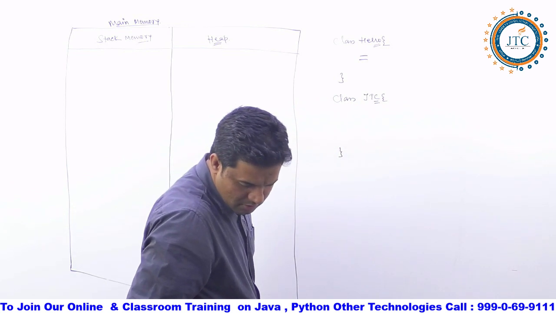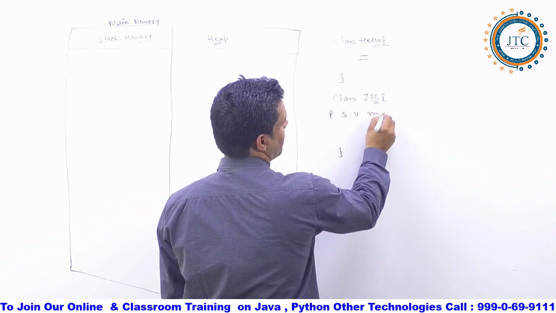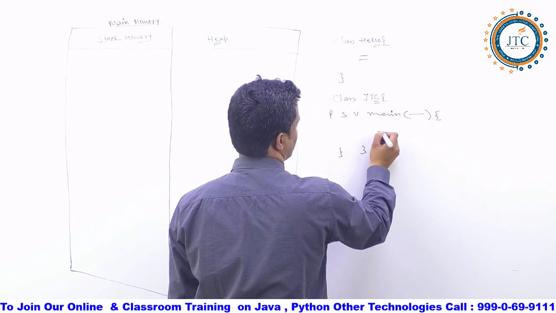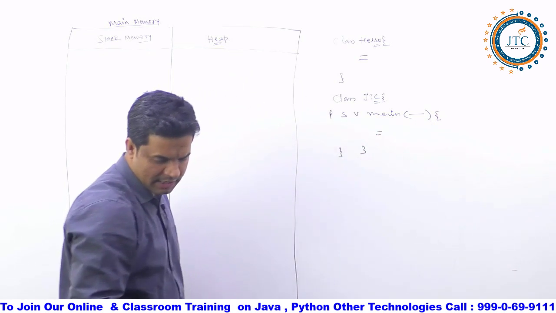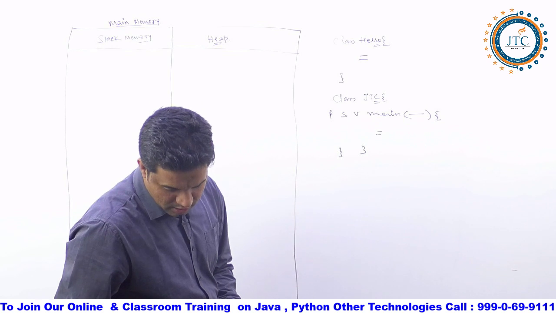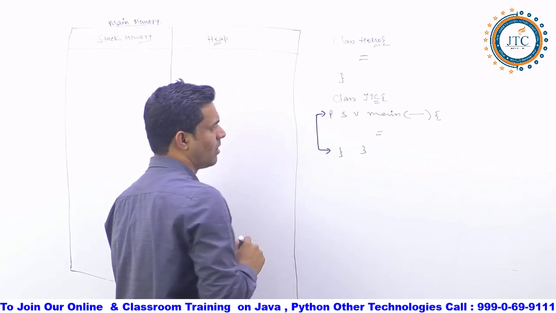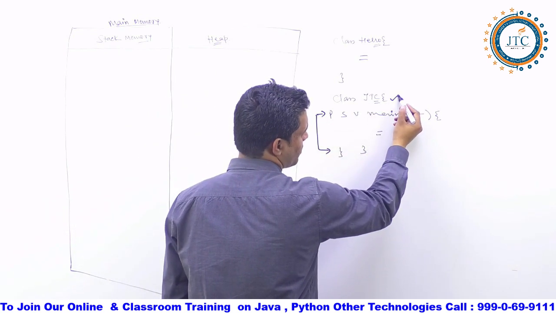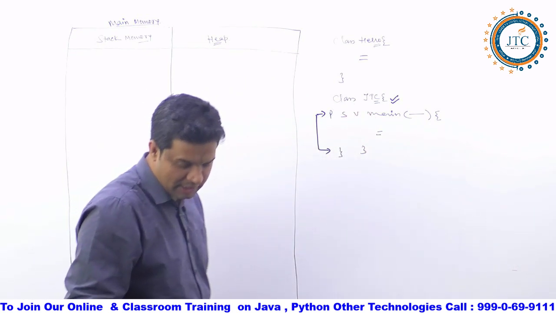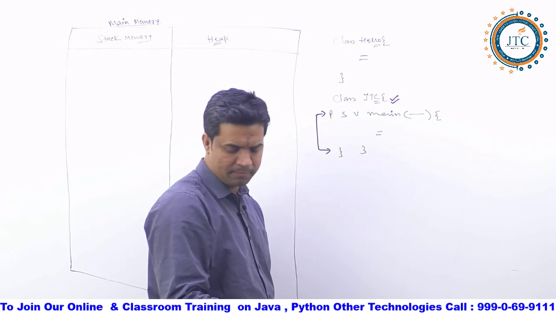Next, I have written public static void main inside the class called JTC, correct? So whenever we have written public static void main inside this class, definitely we are going to run this class with this name. So the class JTC itself is being loaded first, correct?